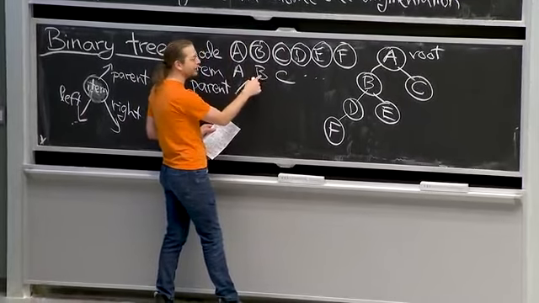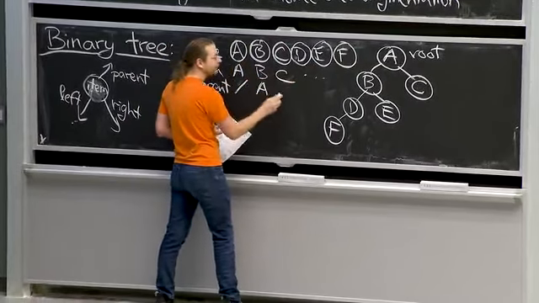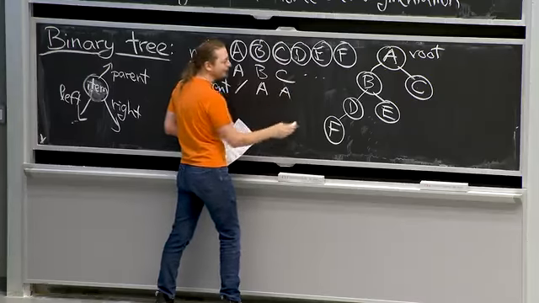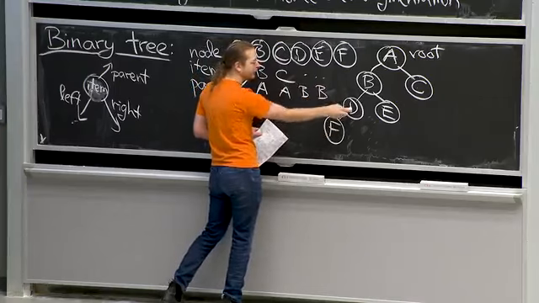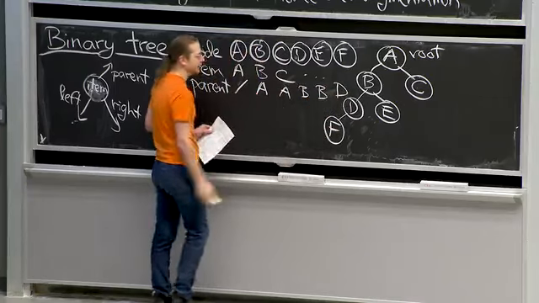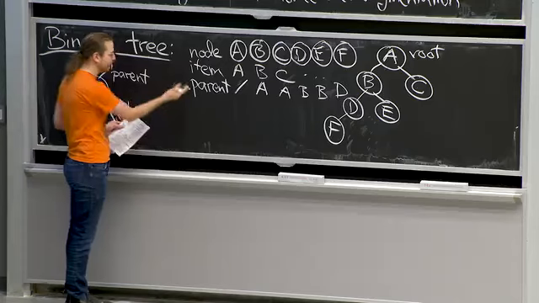Then we have node B, whose parent is A. Node C, its parent is A. Node D, its parent is B. Node E, its parent is B. And node F, its parent is D. Alphabetical order here happens to be ordered by parent.